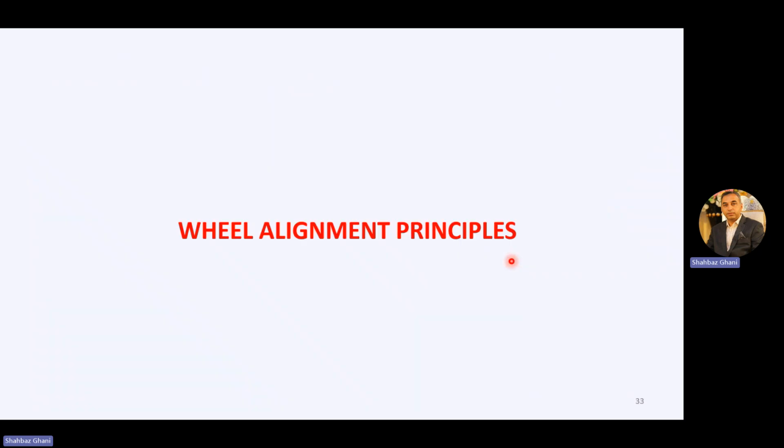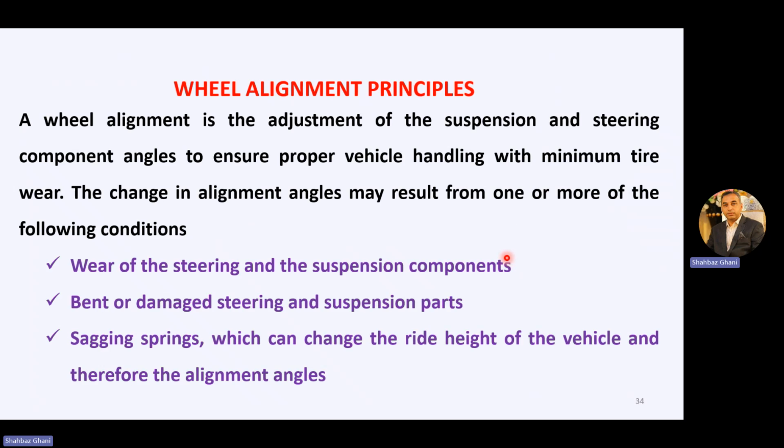Now, the other part, which is the wheel alignment principle. We do wheel alignment in case of wear of steering and suspension components, bent or damaged steering and suspension parts, and sagging springs, which can change the ride height of the vehicle and therefore the alignment angles.